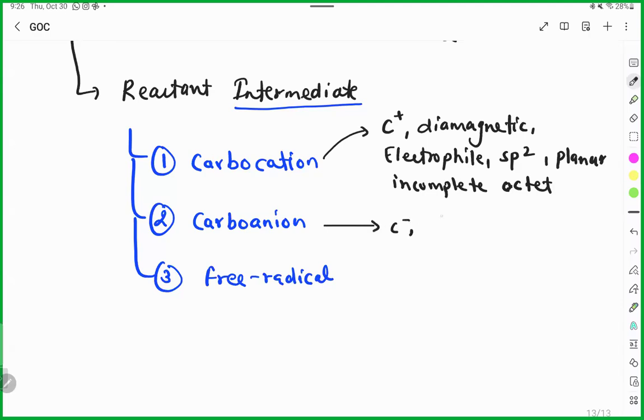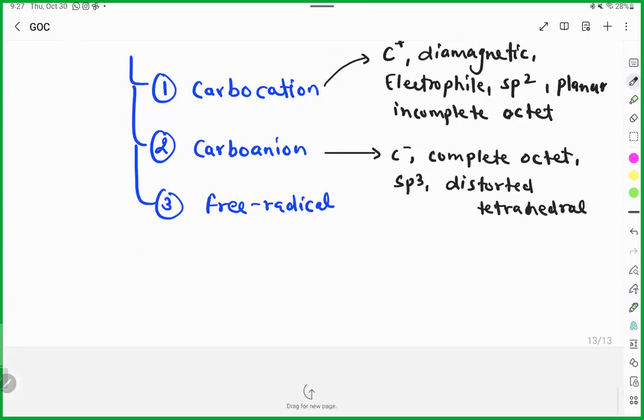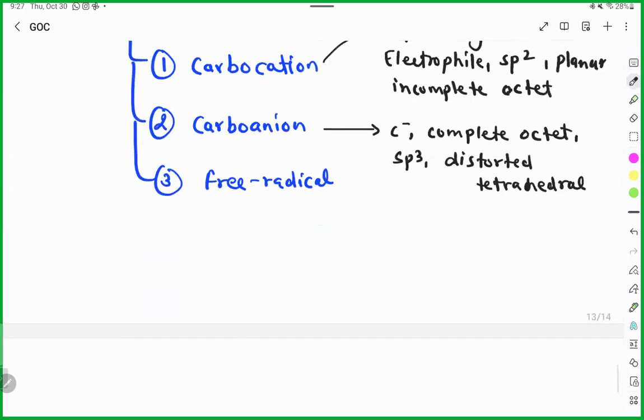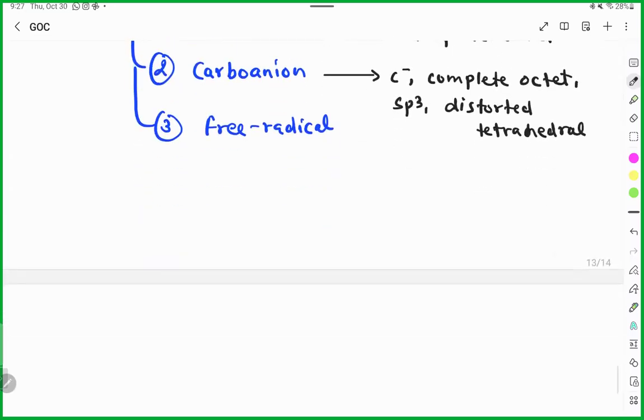Pratigya, carbanion. Negative charge, paramagnetic, nucleophile, sp3 hybridized, and the methyl carbanion has distorted tetrahedral shape. It means logically it should be tetrahedral, but shape is distorted because of the lone pair. Correct? Because of the lone pair.